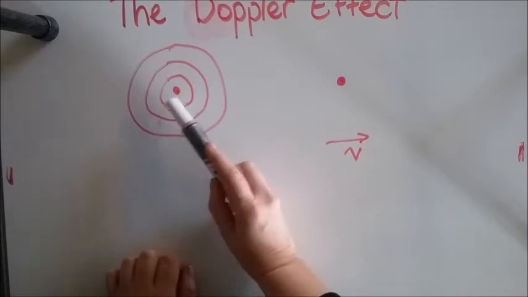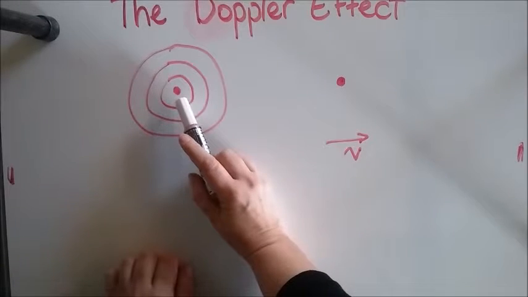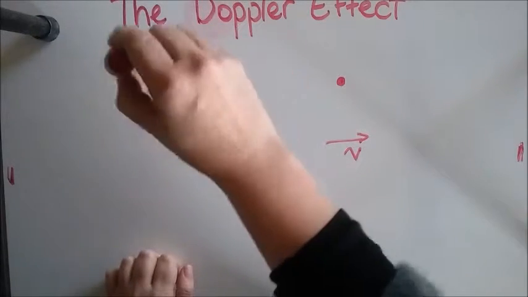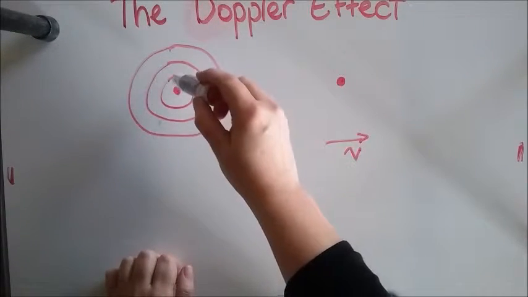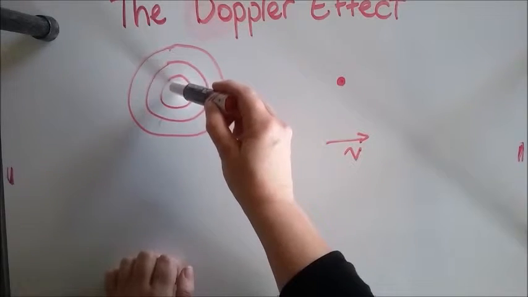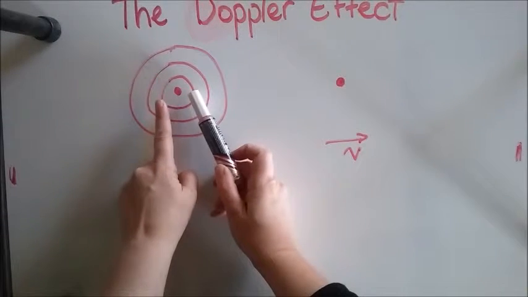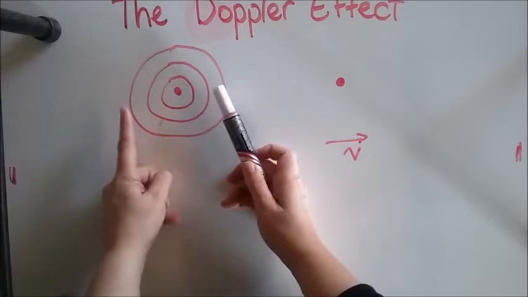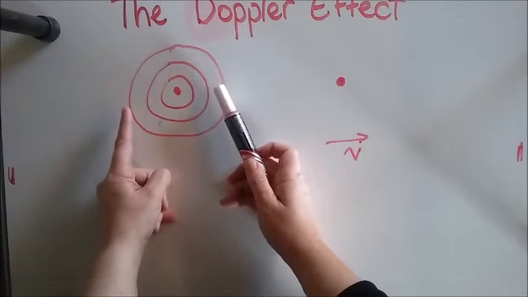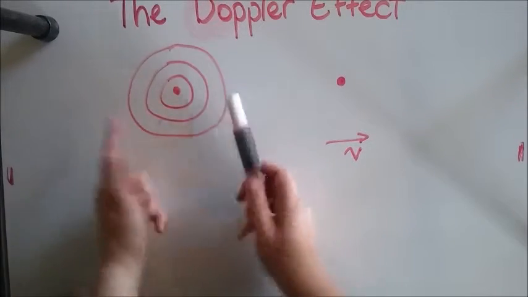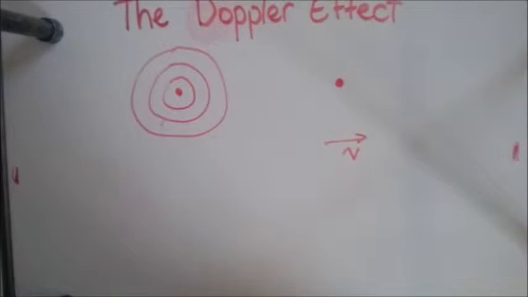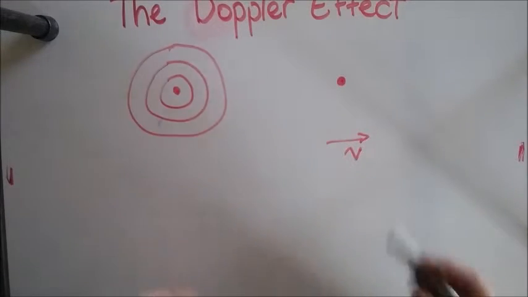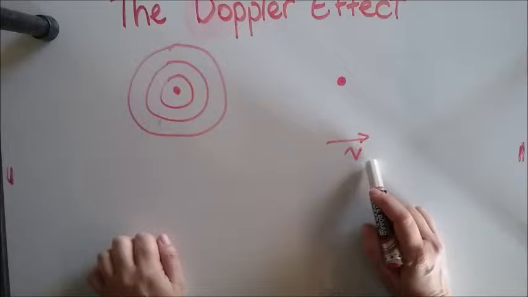So if we look here first, you'll see we've got a stationary point source, and I hope you can agree that if we're looking down at it, we can see these sound waves coming from the source and they're emanating outwards. So as time goes on, the sound or the light, whatever it is they're producing, spreads out from the source. So far so good, but what happens if the source is moving?